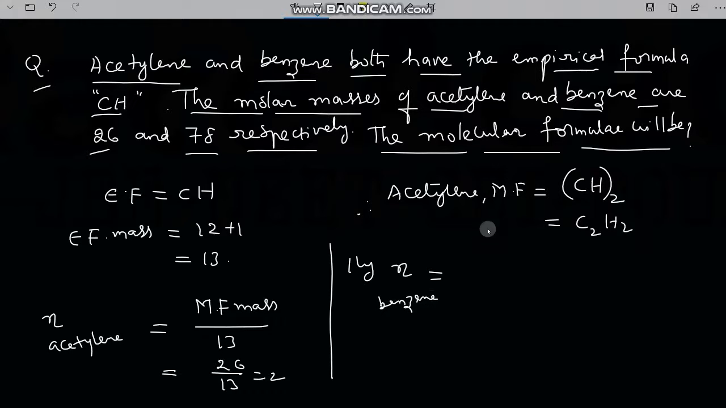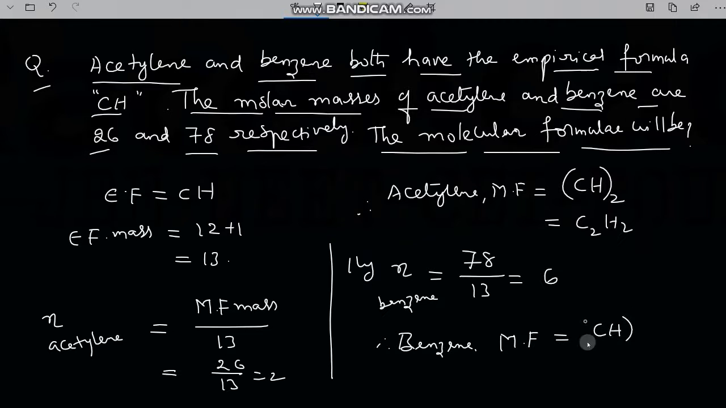Similarly, what is the n value calculation for benzene? Molar mass of benzene is given as 78, by empirical formula mass 13, we will get 6. Therefore, what is the benzene molecular formula? Benzene molecular formula is empirical formula into 6. So its answer is C6H6. This is the molecular formula of benzene.